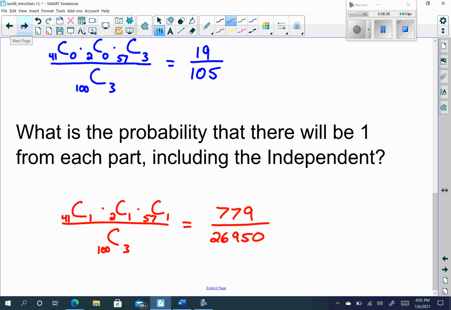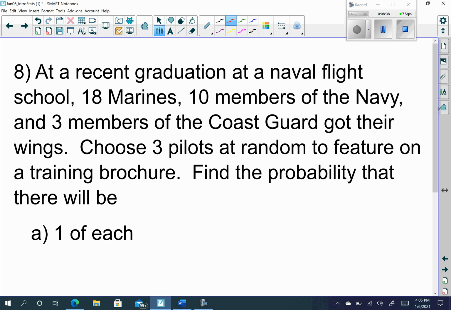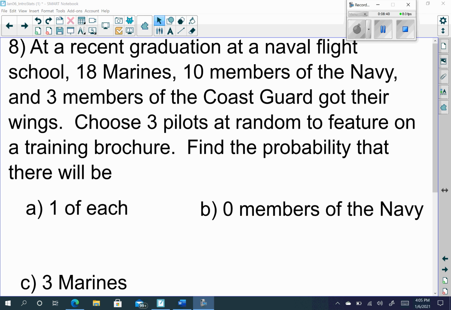Okay, let's take a look at example 8. So very similar here. If you wish to pause the video to give this a try, feel free to. At a recent graduation at a naval flight school, 18 Marines, 10 members of the Navy, and 3 members of the Coast Guard got their wings. Choose 3 pilots at random to feature on a training brochure. Find the probability that there will be 1 of each, no members of the Navy, and then all 3 Marines. Again, pause the video if you need more time.